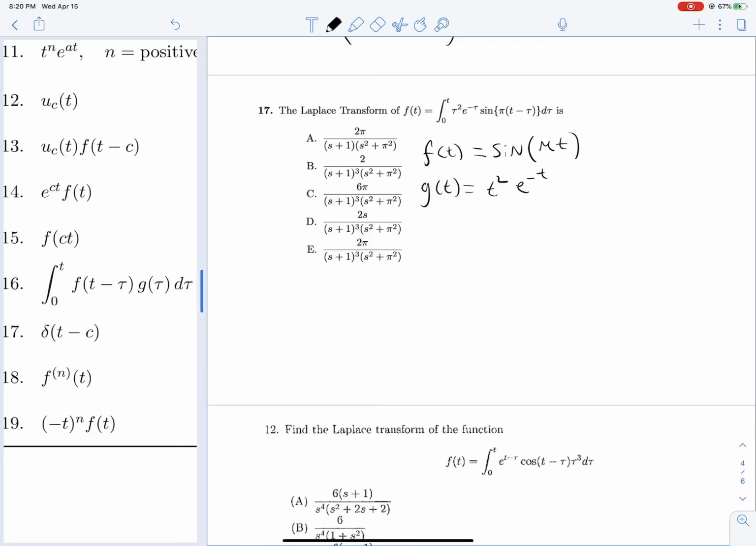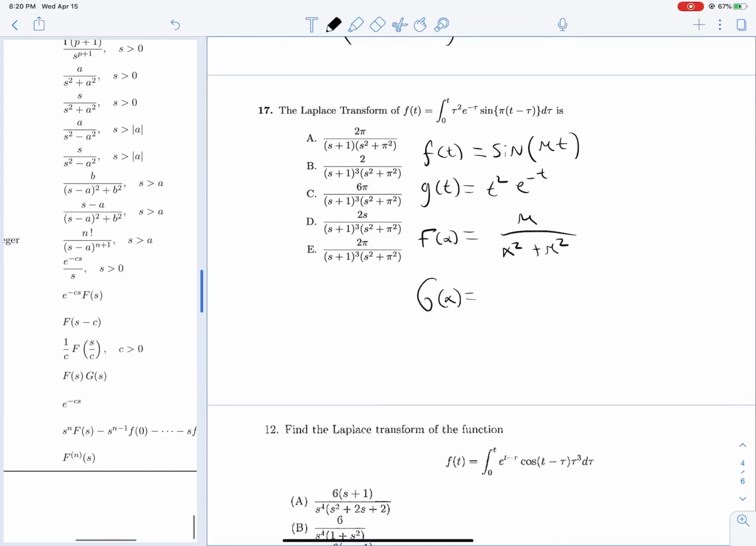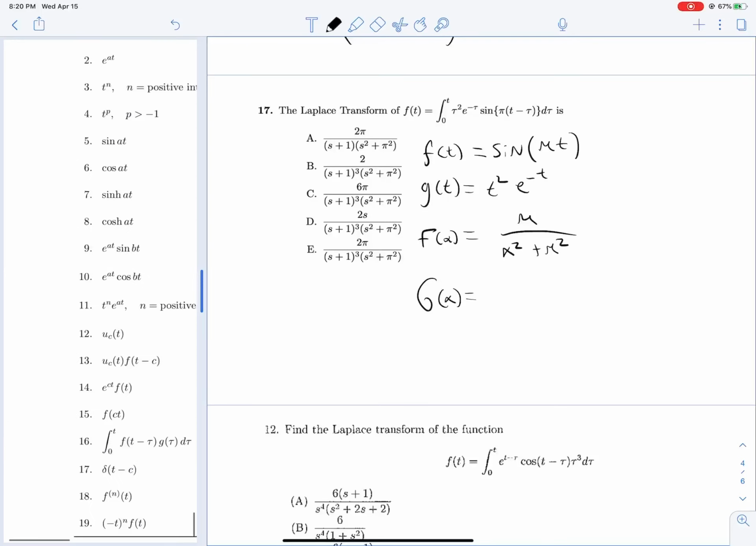And we know that this Laplace transform is just the individual Laplace transforms of both of these multiplied together. So capital F of alpha is just the Laplace transform of sine of pi t. That's pi divided by alpha squared plus pi squared. And then capital G of not t, but alpha, because we're in the Laplace alpha domain or S domain, whatever people call it.